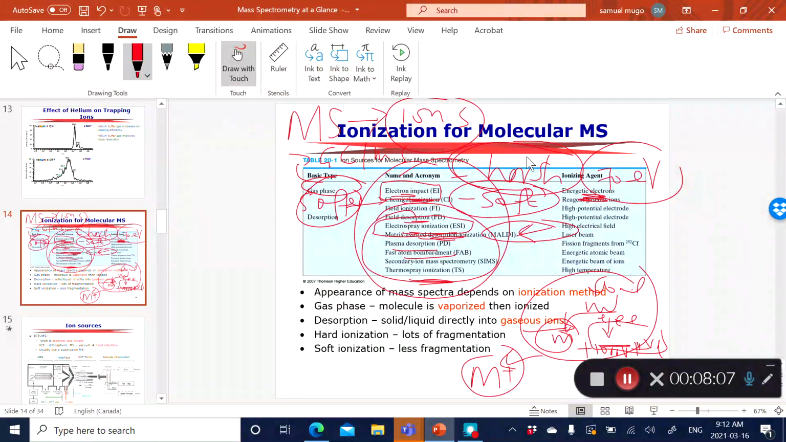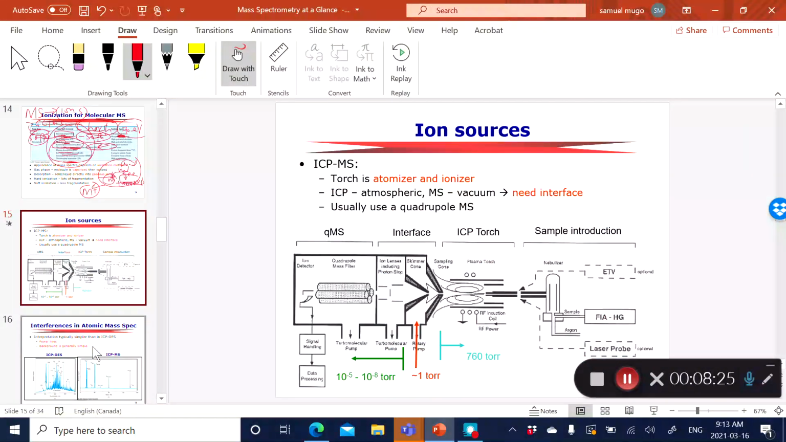So be able to classify all these different types of ionization techniques based on whether they are soft or harsh, and also be able to explain how they actually work. And a couple of slides that follow are gonna explain how they work.